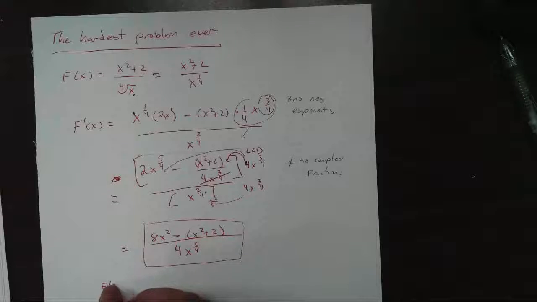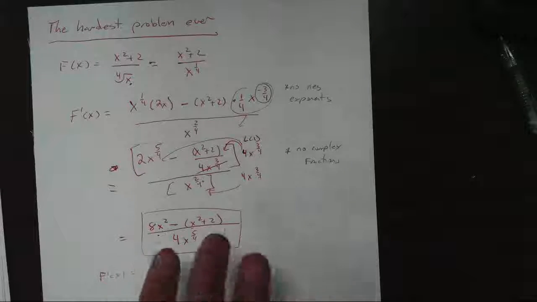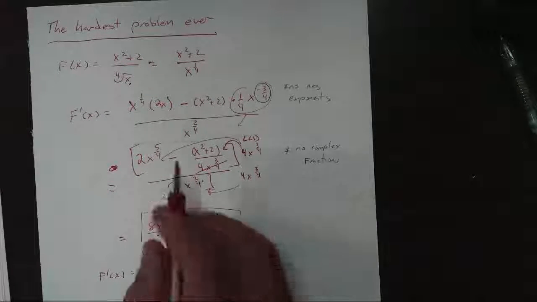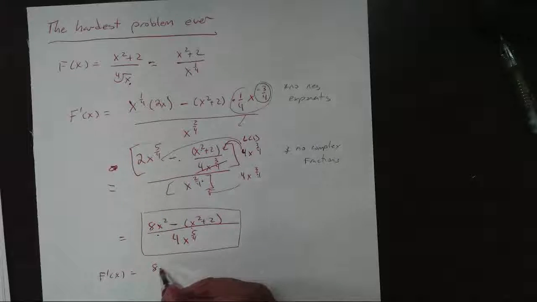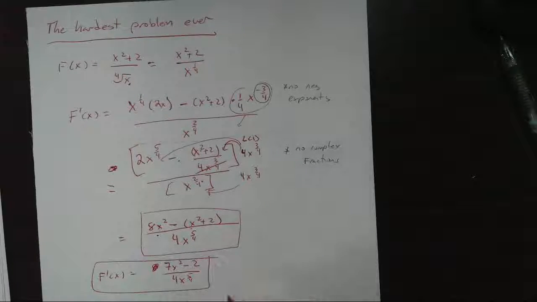But I can simplify it, and we probably should. 8 minus x squared. Now notice I did put this in parentheses still because I got to distribute that negative. From up here, I'm subtracting that. So I get 8 minus the 1, I get 7x squared minus 2 over 4x to the 5/4. Watch this one again.